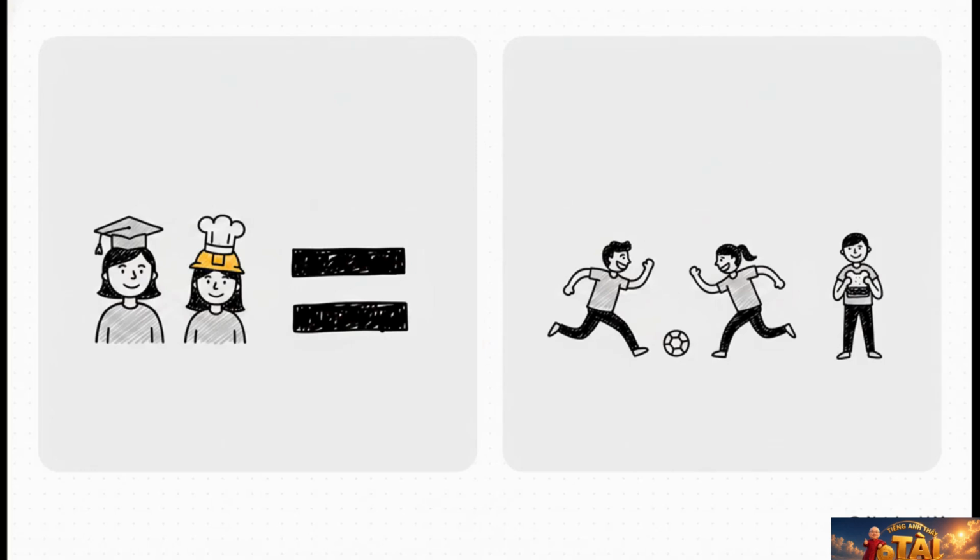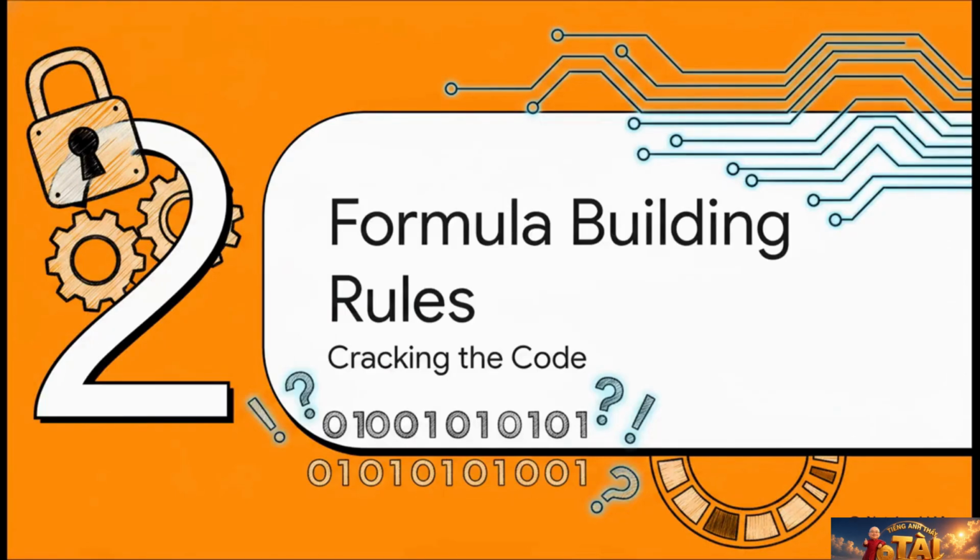Right out of the gate, English sentences split into two very distinct tracks. Over on the left side, we've got the to-be verbs: is, am, and are. And on the right, we have our ordinary verbs, those action words like run, play, or eat. Now, the absolute golden rule of English grammar is that we have to treat these two categories completely differently. If you don't grasp how this base layer works, the rest of your grammar structure just won't hold up in a real conversation. Moving right along to section 2, formula building rules.